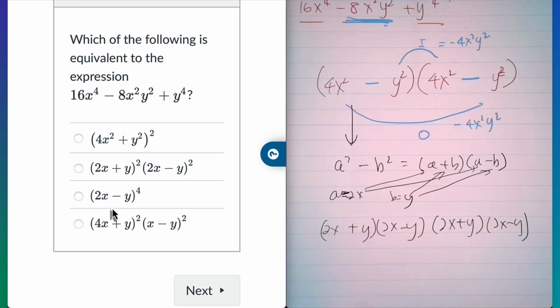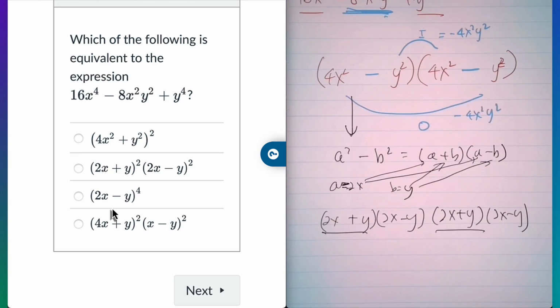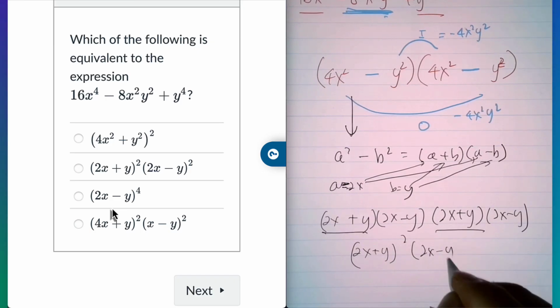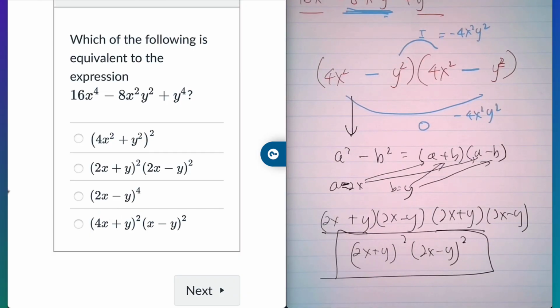So the last step is to combine the like terms, and we can write it in perfect square form: (2x plus y) squared times (2x minus y) squared. So the correct answer should be B here.